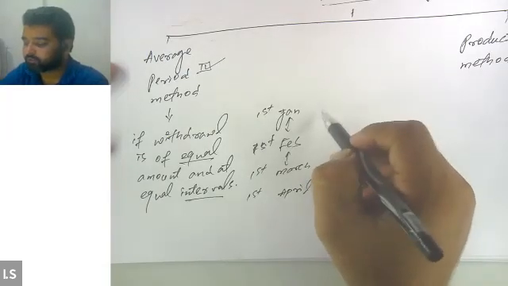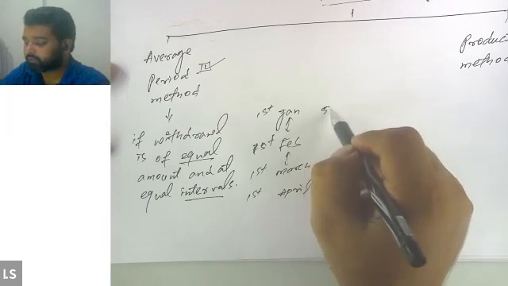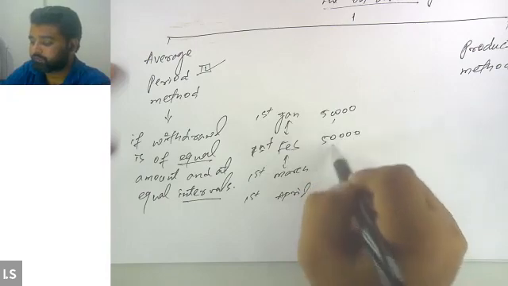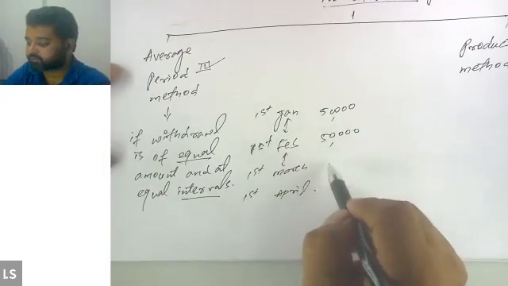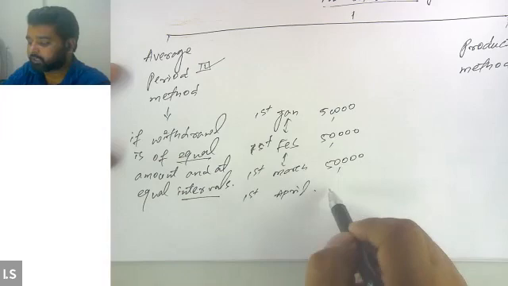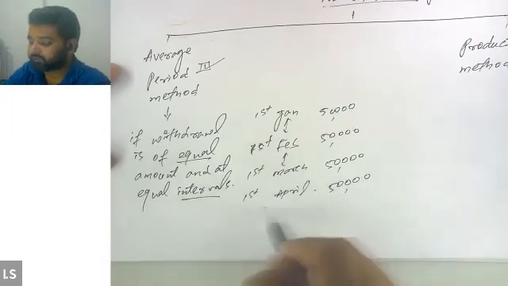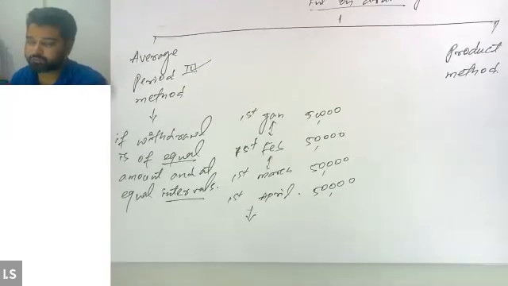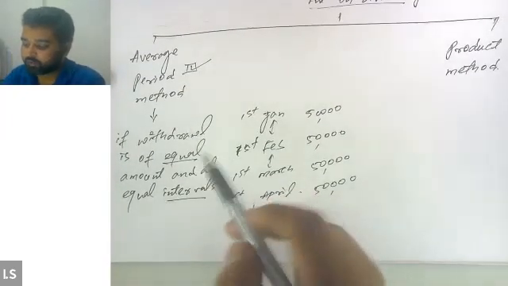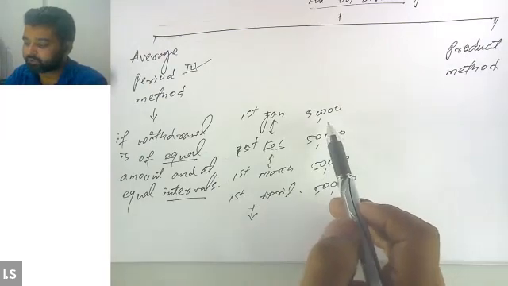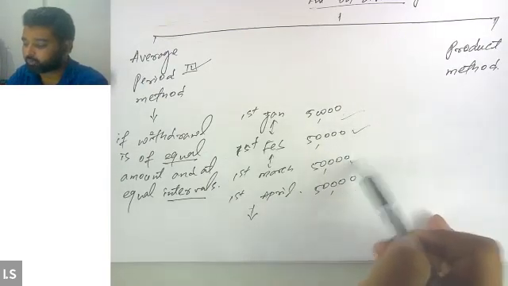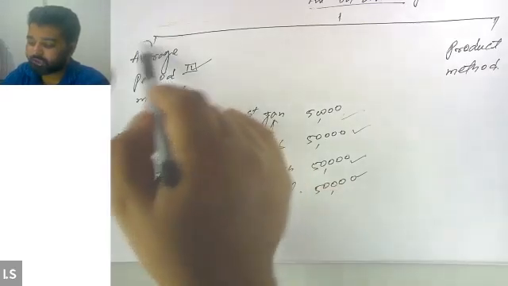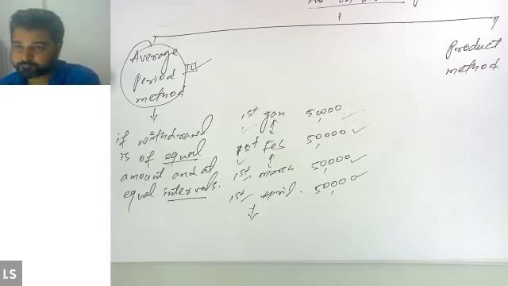Like let's suppose he's withdrawing amount in equal installments, 50,000 every time. 50,000 on 1st January, 50,000 on 1st February, then 50,000 in March, then 50,000 in April as well, and so on in the other months of the year. So if a partner is making withdrawal in equal installments, equal amount, and at equal interval as well, then in such a situation, average period method gets applied.